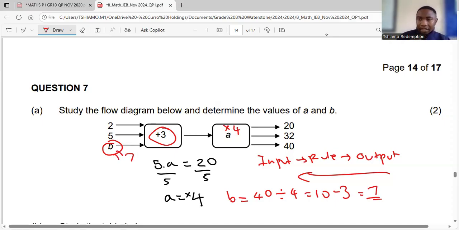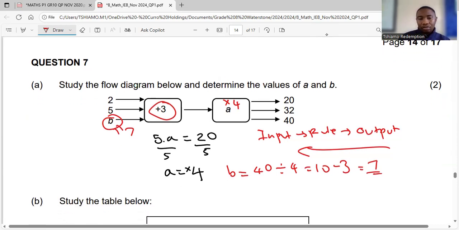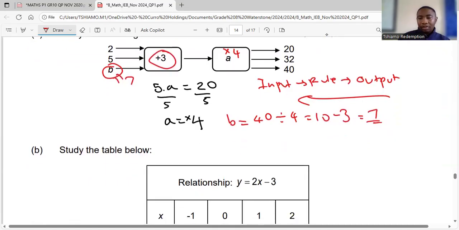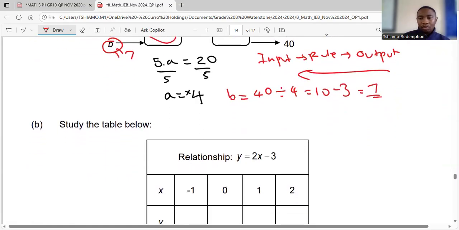So don't forget the multiplicative inverse and the additive inverse if we are looking for the input given the output. Okay, almost through, almost through.